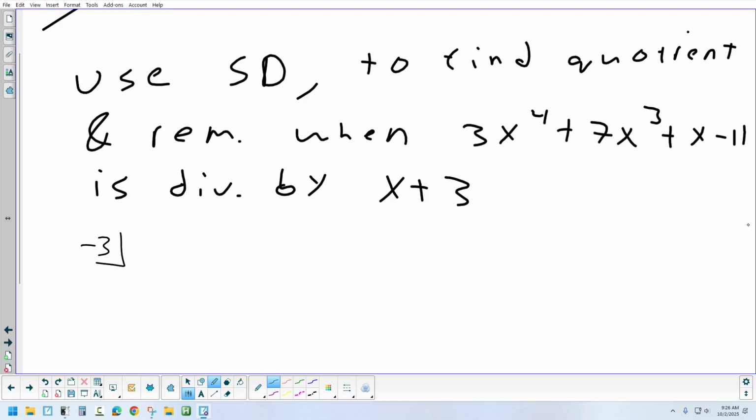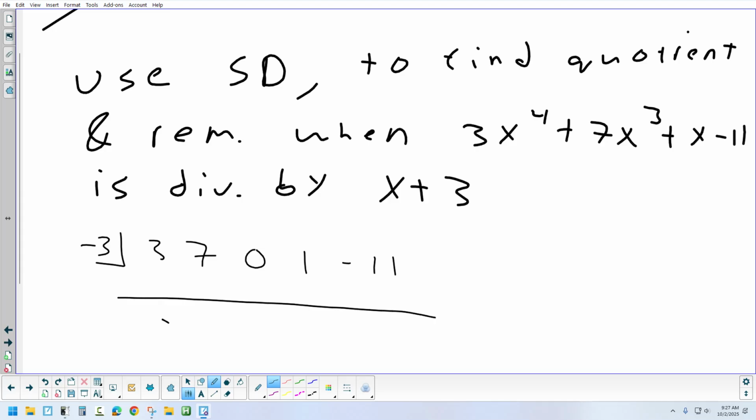3, 7, 1, -1. Be careful, not quite. Maybe 3, 7, 0, 1, and negative 11. There we go. So don't forget that 0 because there is no x squared term. So now that looks good, and let's go through the division.